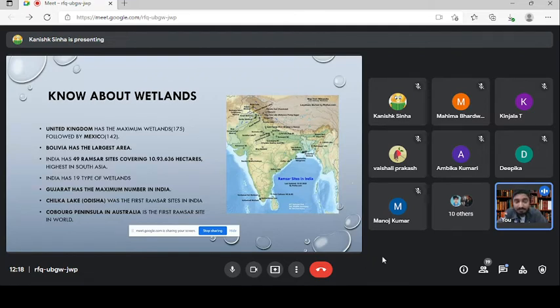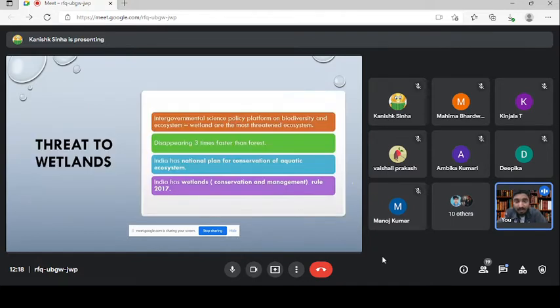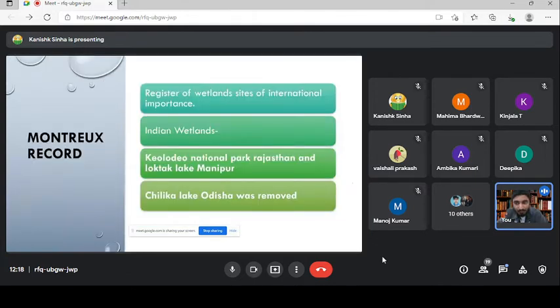Moving to the next slide, we discussed the threat to wetlands and how India is managing with the National Plan for Conservation of Aquatic Ecosystems, and India has the Wetlands Conservation and Management Rules 2017 for the threats that wetlands are facing. And then we finally discussed the Montreux record, which is the register of all the wetland sites of international importance, and we have 2 Indian wetlands and 1 was removed. This is all about the wetlands and Ramsar sites that covers your whole CLAT, LSAT, then you have the MSCT, BHU, every syllabus is covered from the slides.